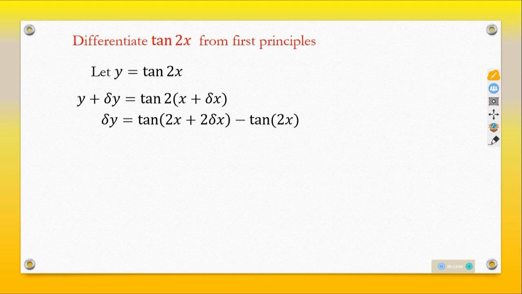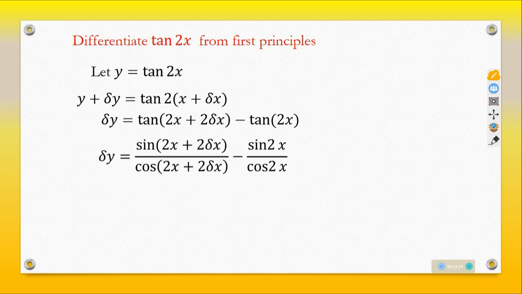So from there, we shall make delta y the subject by bringing y to the right hand side, and we shall be able to remain with delta y, which is equal to tan of 2x plus 2 delta x minus tan 2x. For that case, we don't have the factor formula that relates tan, so we must express tan in terms of sine. It will be sine of 2x plus 2 delta x divided by cos of 2x plus 2 delta x minus tan 2x, which is the same as sine 2x divided by cos of 2x.